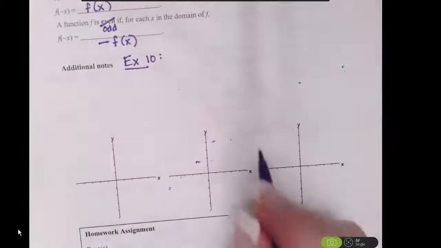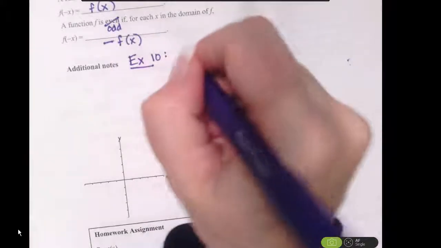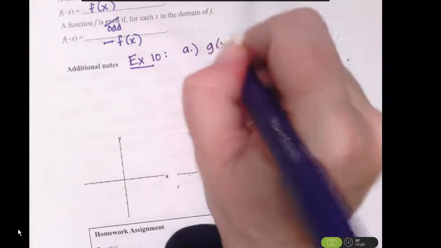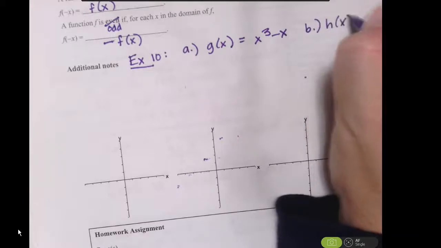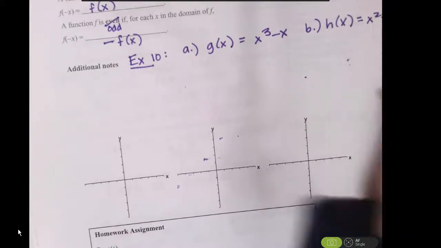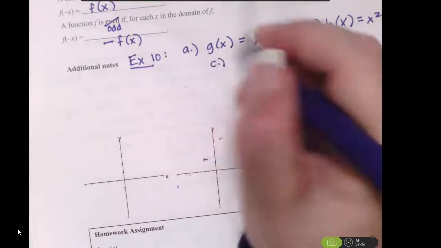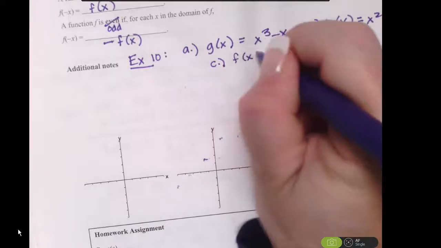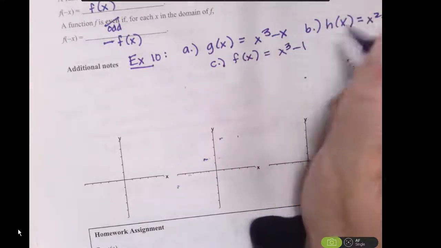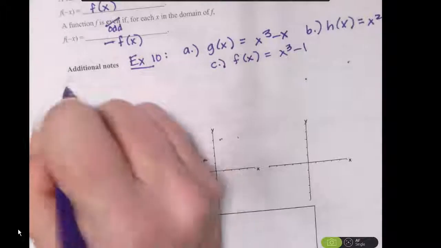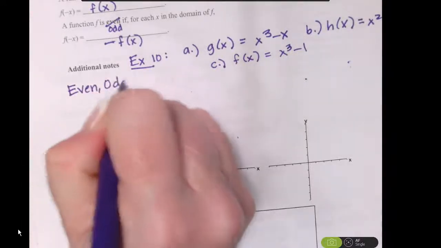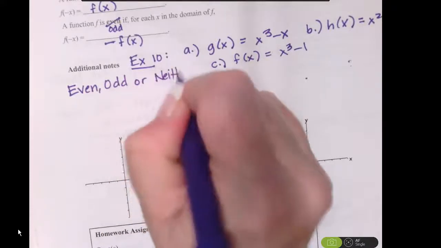Okay, so I would like to go through example 10 for even and odd functions, because those are more like the types of problems you're going to be working. So I've got 3 functions here. A is g of x, and that's going to be x cubed minus x. B is h of x, and that's x squared plus 1. And C is f of x, which is x cubed minus 1. And say this were on the no calculator section of your exam, and I want to know if each function is even, odd, or neither.